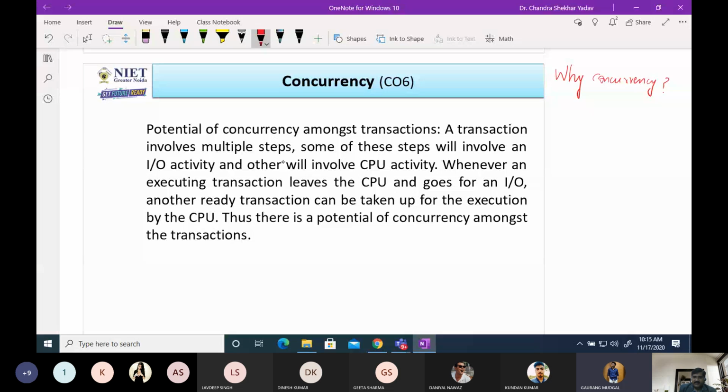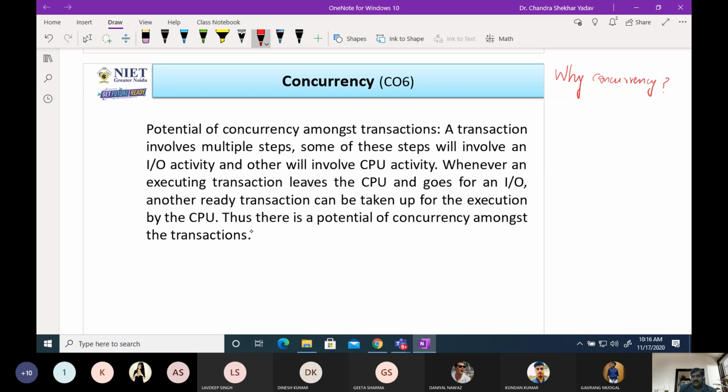The main advantage of concurrency: read this sentence. A transaction involves multiple steps. Some of these steps will involve IO activity and others will involve CPU activity. Whenever an executing transaction leaves the CPU and goes for input output, another ready transaction can be taken up for execution by the CPU. Thus, there is a potential of concurrency amongst the transactions.